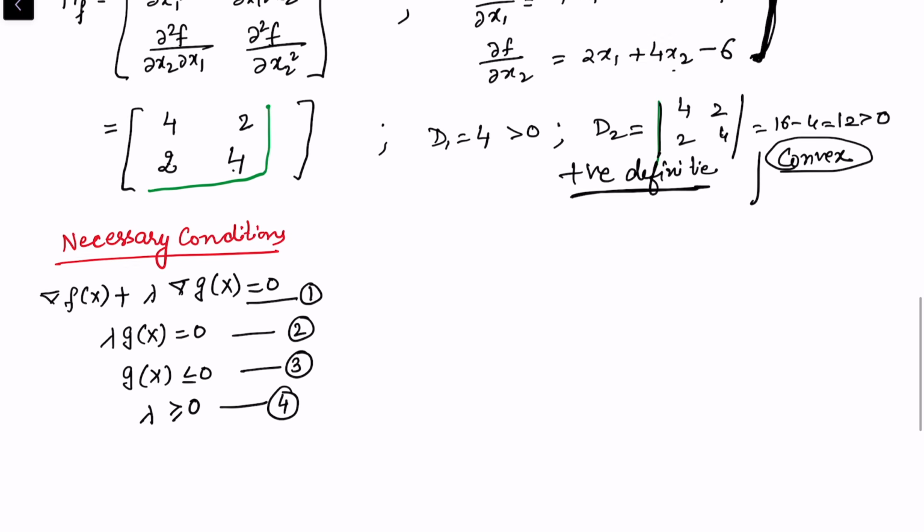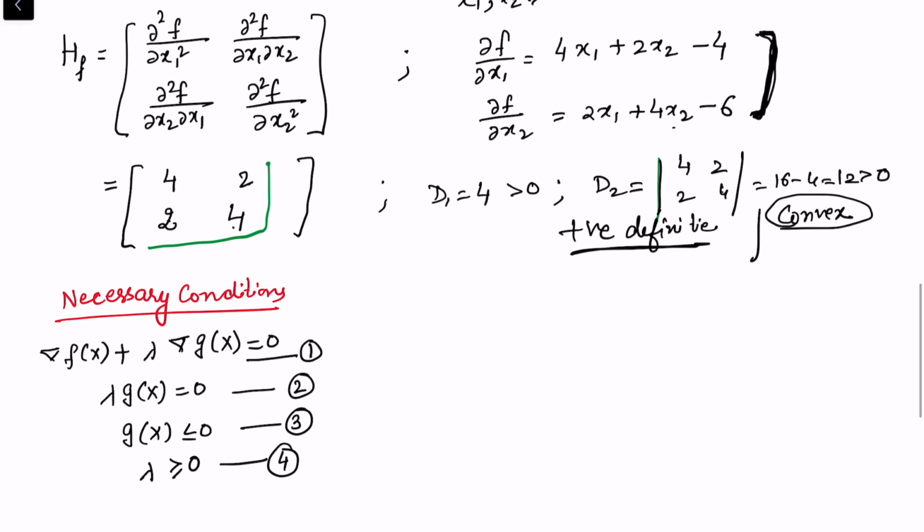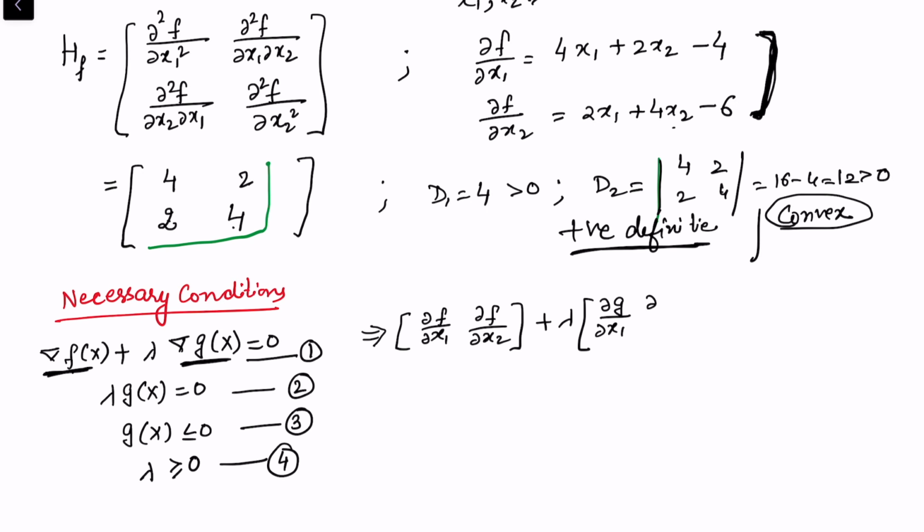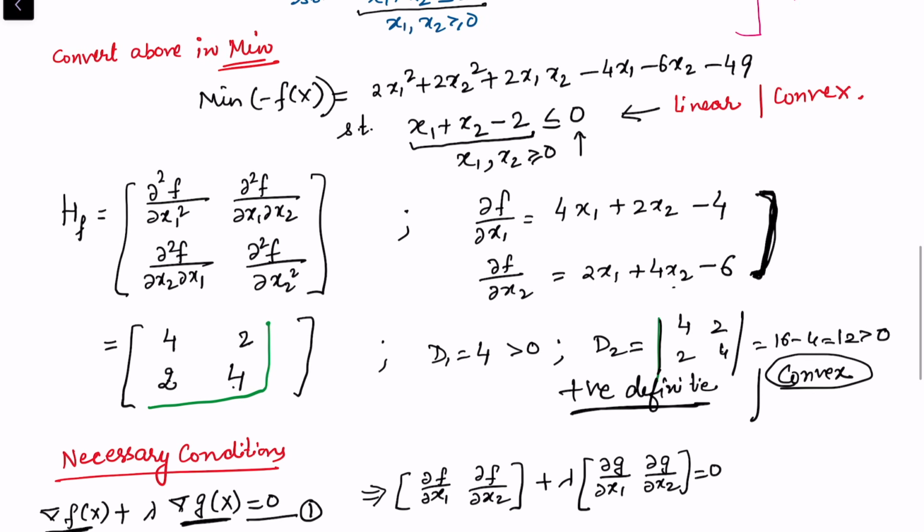Now, if we look at the partial derivatives that we have calculated, the first condition will look like this. This is the gradient of f(x), that is ∂f/∂x1, ∂f/∂x2, plus lambda times the gradient of g(x), which means ∂g/∂x1 and ∂g/∂x2, should be equal to 0. Now if we look at the function and the constraint, the constraint g(x) is x1 plus x2 minus 2.